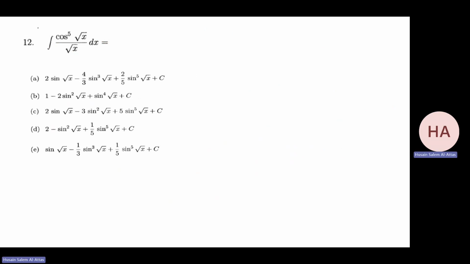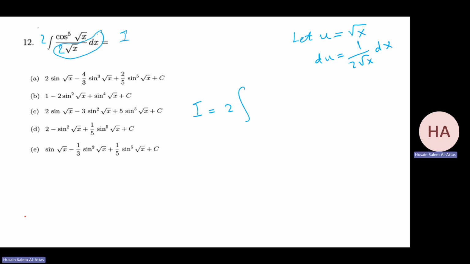Cosine to the power 5 of square root of x over square root of x. Very clear, I need to do a substitution at the beginning. Let u be the square root of x, du is 1 over 2 root x dx. So I need a 2 there and a 2 there. So this is I, and I will be 2 times the integral of cosine to the power 5 u du.